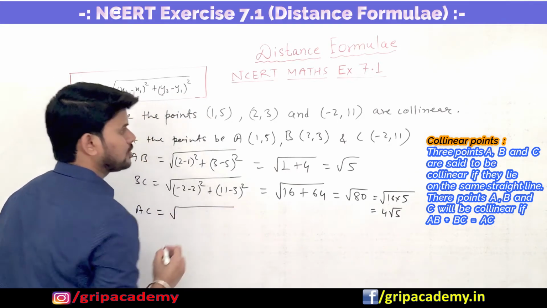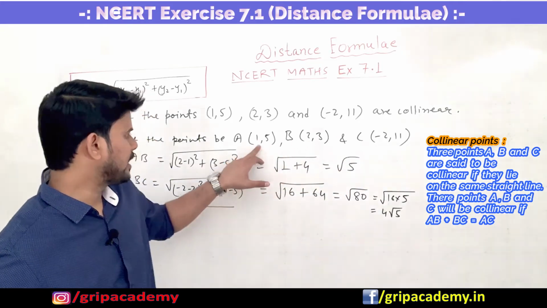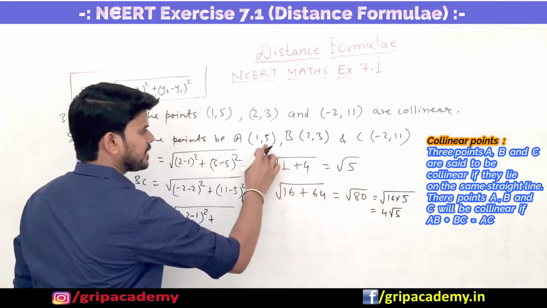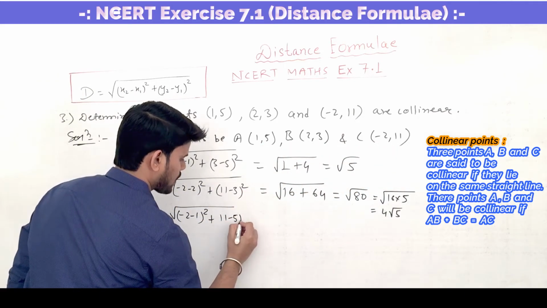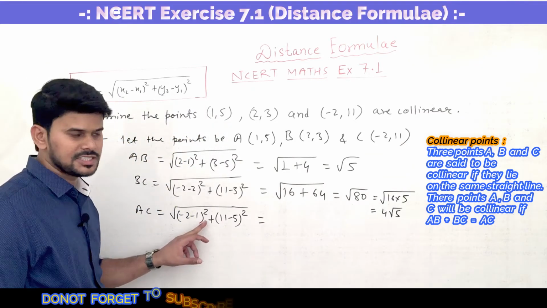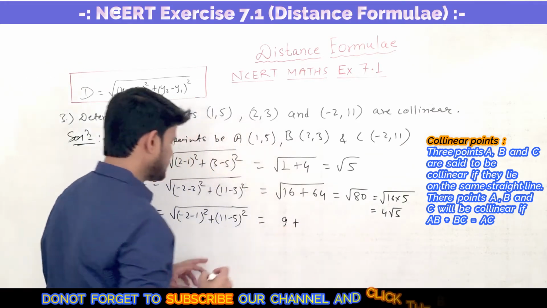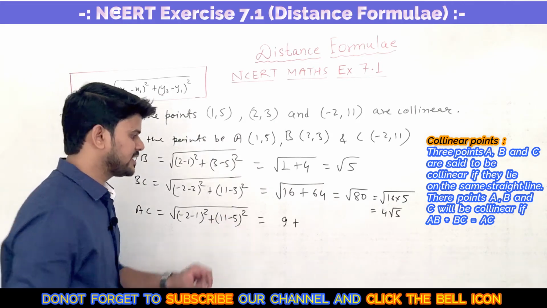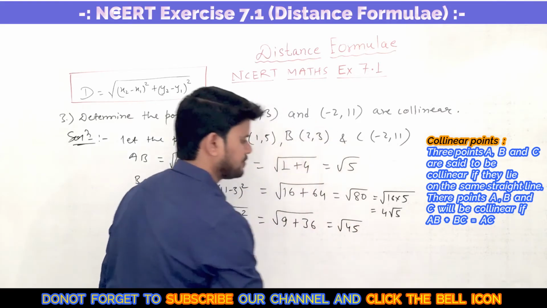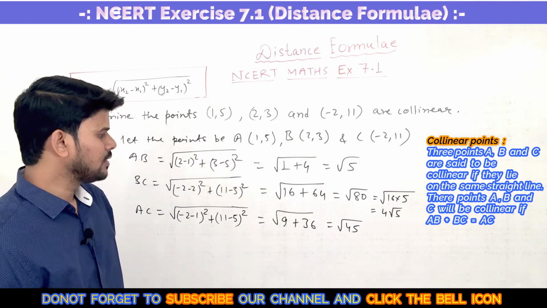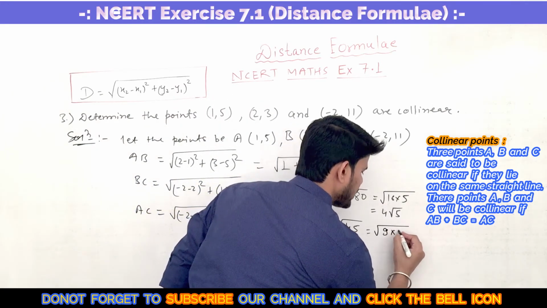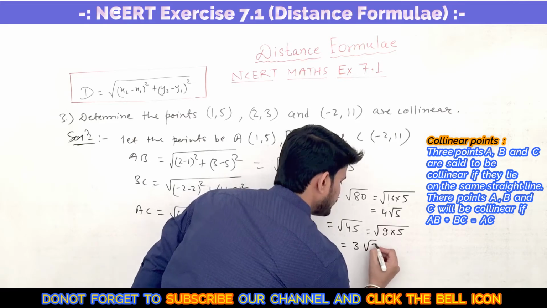So AC will be under root of minus 2 minus 1 whole square plus 11 minus 5 whole square. So how much we will get? Minus 2 minus 1 is how much? Minus 3. Minus 3 square is how much? 9 plus 11 minus 5 is how much? 6, and 6 square is how much? 36. So we are getting under root of 45. Okay, under root of 45 can be written as under root of 9 into 5, which is nothing but 3 root 5.